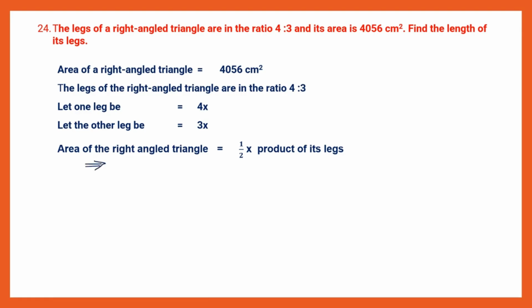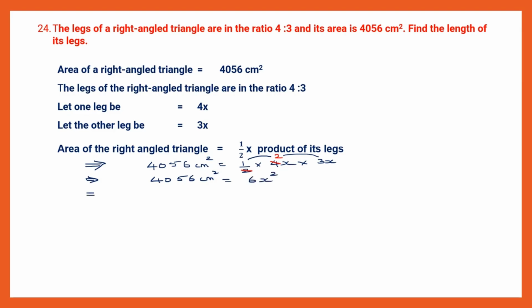Area is given to us, which is 4056 centimeters square, and this is equal to 1 by 2 into product of its legs. The legs are 4x and 3x. So here, let's see what we can cancel. I can cancel this 2 and 4, so that is 2x there. Okay, so now what do we have here? So here we have 4056 centimeters square is equal to 1 into 2, that is 2. 2 threes are 6, which is 6x square. So 6x square is so much.